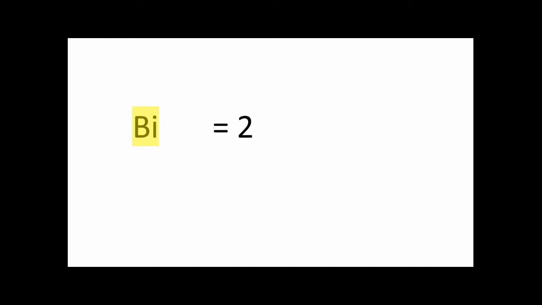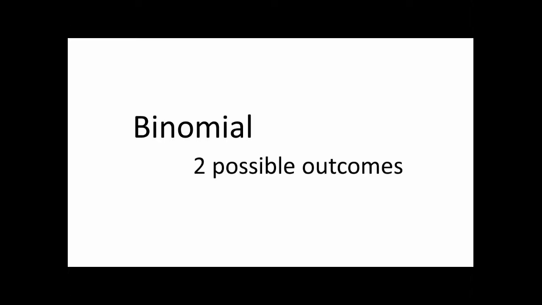In this video, I will explain binomial probability distributions. The important thing to recognize in these distributions is the word binomial. Bi means two, and when you run a trial in a binomial experiment, there are only two possible outcomes, either success or failure, heads or tails, yes or no.